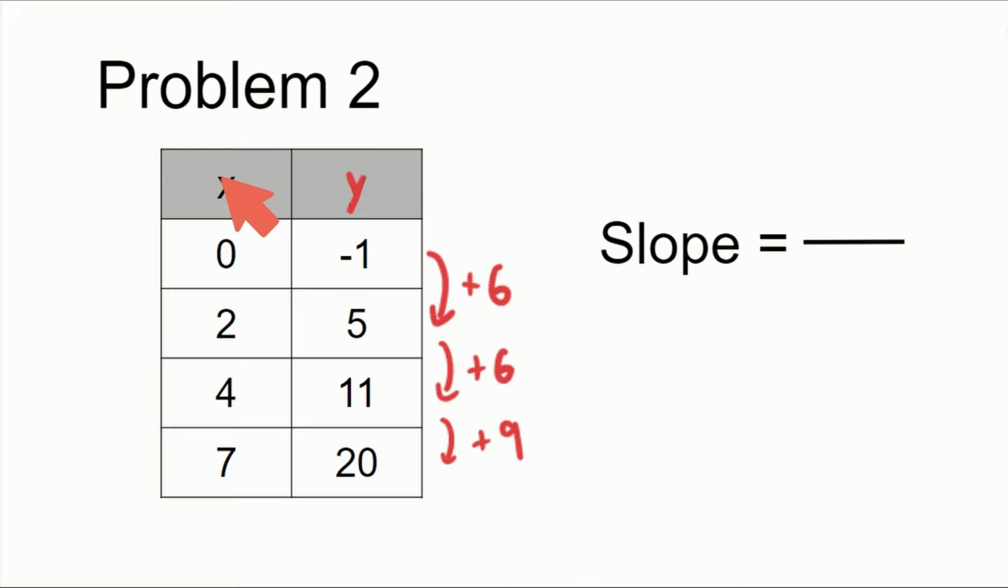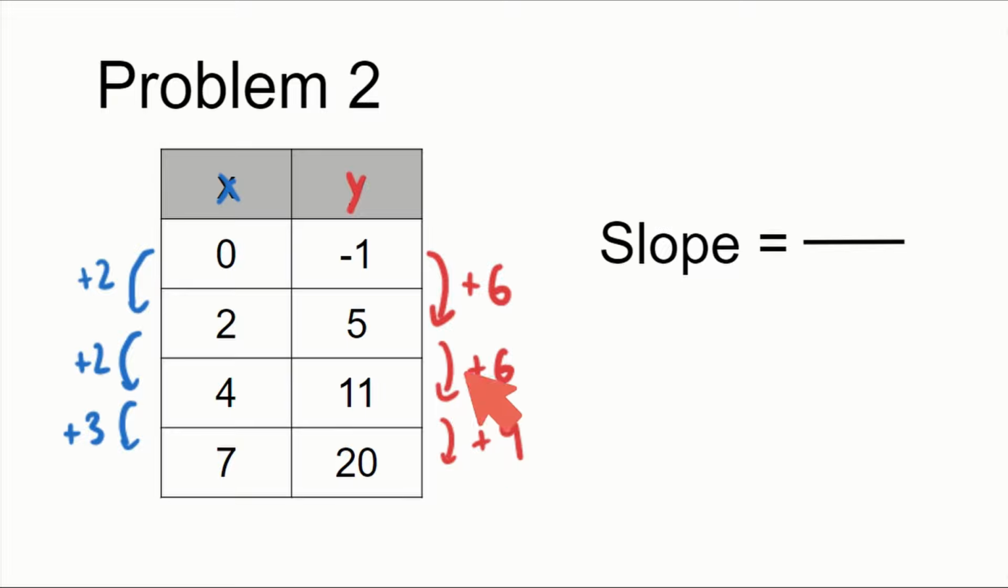Taking a look at our x's, how do I go from 0 to 2? That's going to be a change of plus 2. From 2 to 4, that's a change of plus 2. And from 4 to 7, that's going to be a change of plus 3. When you first look at this table, you might think, oh, this doesn't have a constant slope. Here we have 6, 6, and then 9. Then we have 2, 2, and then 3. So it doesn't look like we have a constant slope.